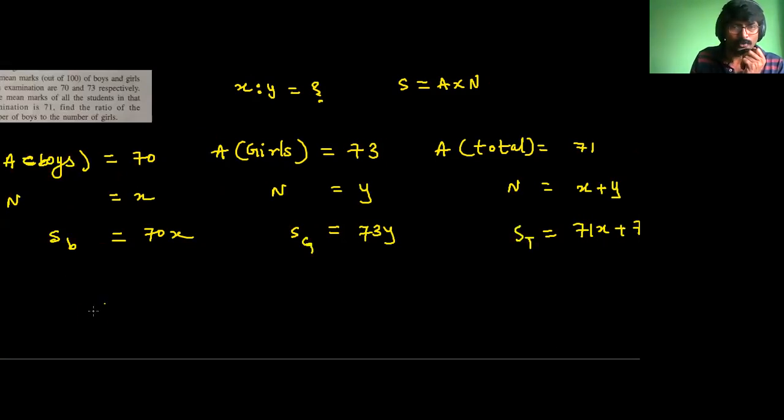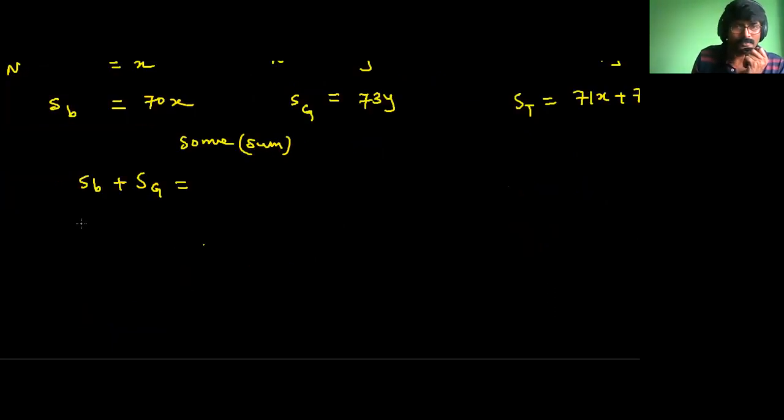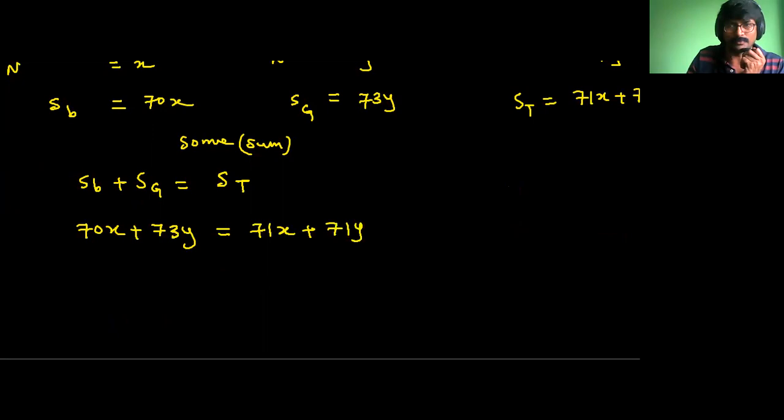So the sum of scores of the boys is 70X, and the sum of all the girls' scores is 73Y, and that is supposed to be the sum of all the people, isn't it? So that is equal to 71X plus 71Y. I just copied this from here. Look at this over here. This has come from here.